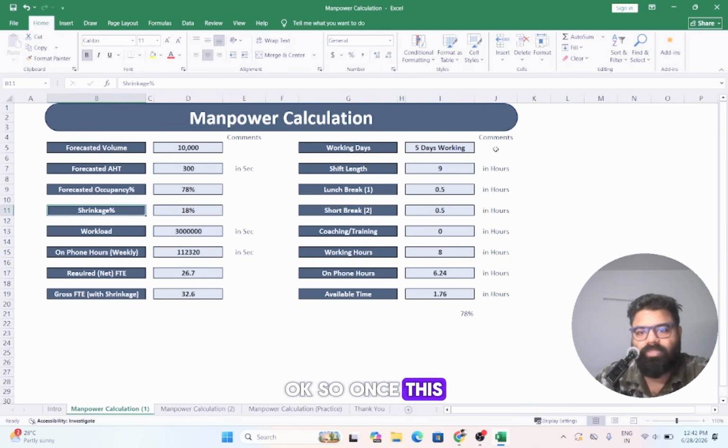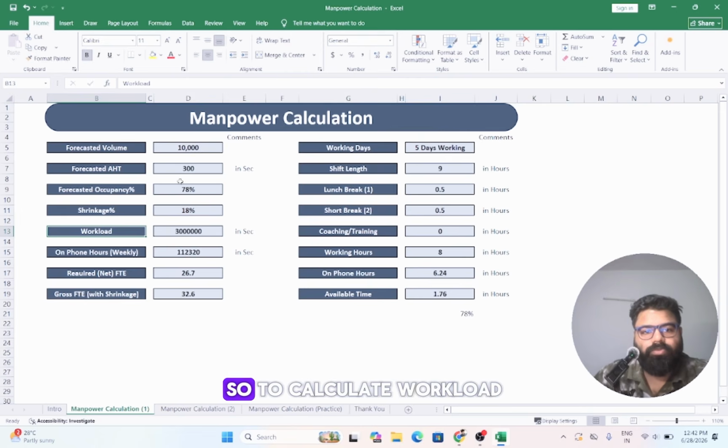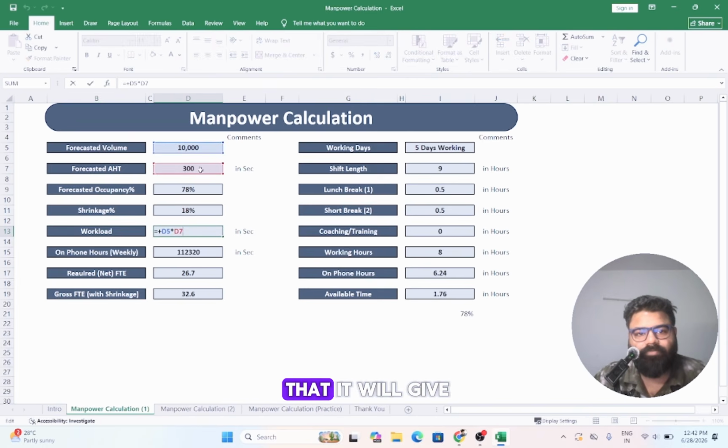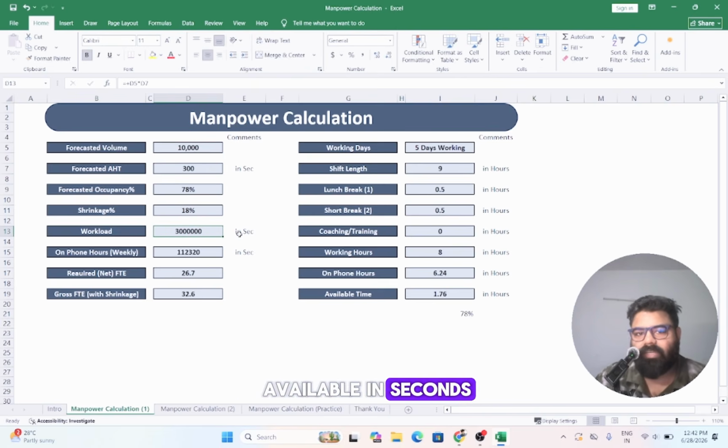Okay, so once this part is done, let's move and start working on the forecasted metrics. Now we have to calculate the workload. How will we calculate the workload? To calculate workload, we have to multiply forecasted volume into AHT. Once we do that, it will give us the total workload. We have workload available in seconds because AHT is also in seconds. Now our next move would be on phone hours weekly, because this on phone hours is for an agent, for one day.